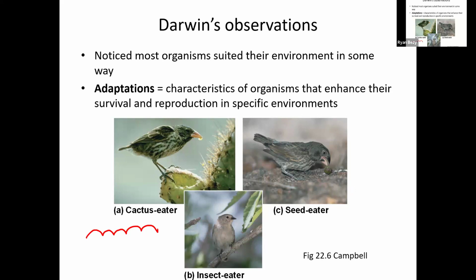So these are all examples of adaptations. The serration on these bird beaks helps them be more successful in catching their main food source, which was insects as well. Questions about that? Okay.